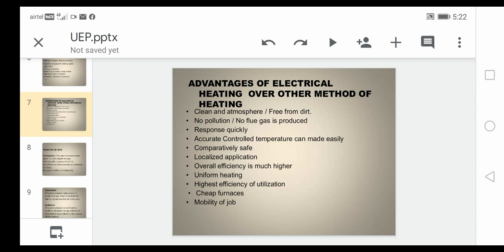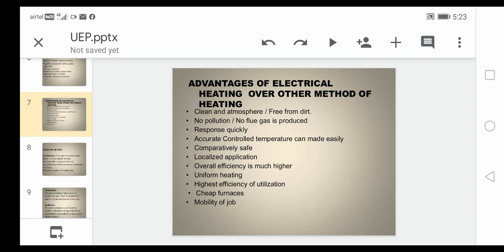Like that we have different advantages of electrical heating over other methods of heating. First and foremost, it is clean and the atmosphere is free from dirt. There is no pollution, no flue gas is produced, response is quick, heating is uniform, and temperature control is accurate. For an induction stove, we can set the temperature to 200 degrees or 100 degrees, whatever it may be. Once it boils, automatically we get a buzzer, and then we stop that stove.